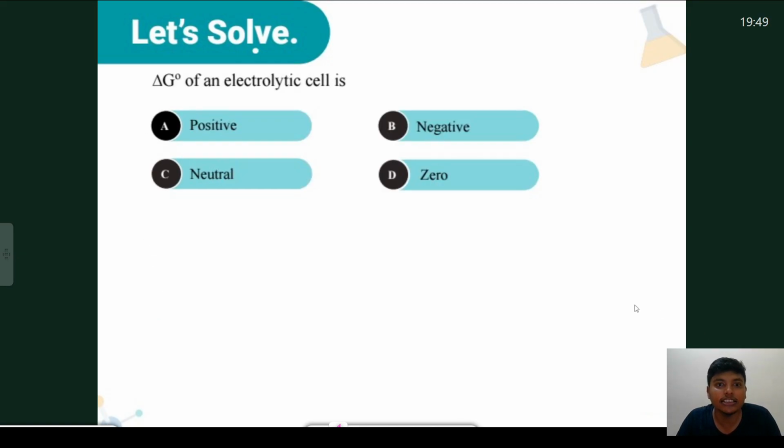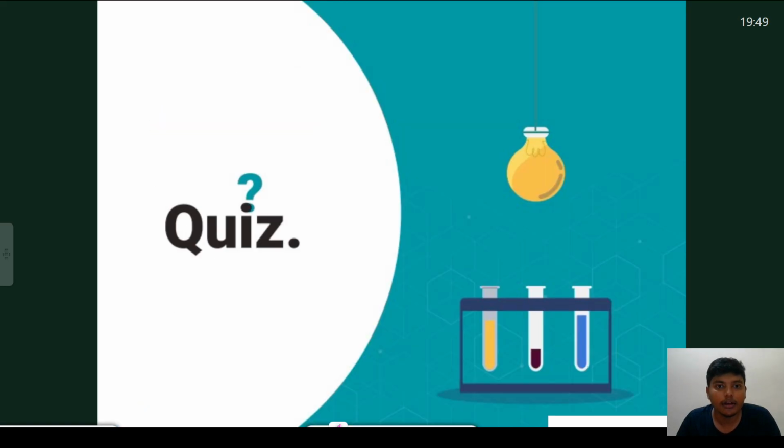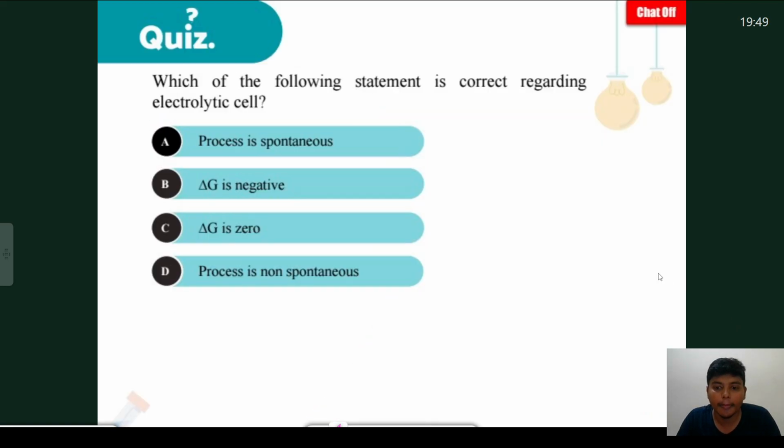Delta G for an electrolytic cell. Positive. For an electrolytic cell, delta G will be positive. Next, go ahead. Option D. Process is non-spontaneous. Okay.